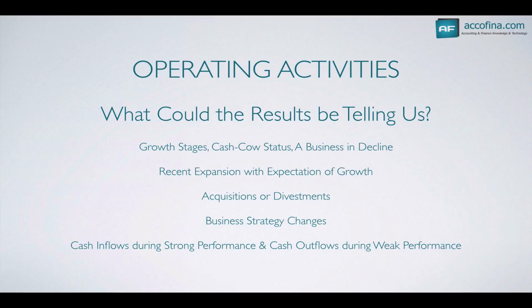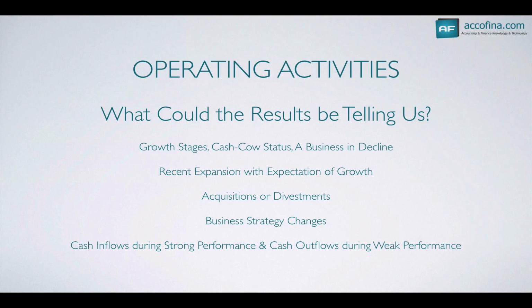So what could some of the results be telling us? Perhaps growth stages of the business. If you see continually increasing cash flow from operating activities, it could show that the business is growing. So this follows on from that life cycle approach we've been talking about earlier. Firstly, in the financing activities, the business raises finance to fund the business. Then, in the investing activities, it purchases the long-term assets to set up the business. And now, during the growth stages, the cash flow from operating activities is continually increasing as it sets up the business. It's now doing what it's supposed to do.